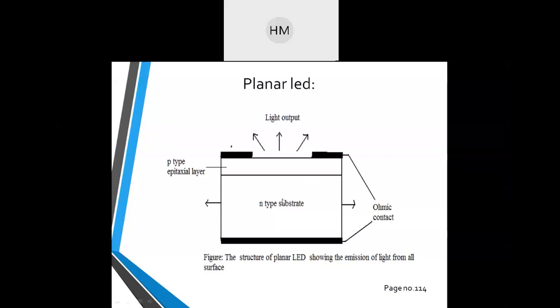Finished. Planar LED, N type of substrate and P type of epitaxial layer. Light output is from this region. A very basic LED. Okay.